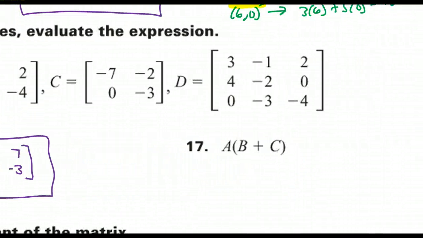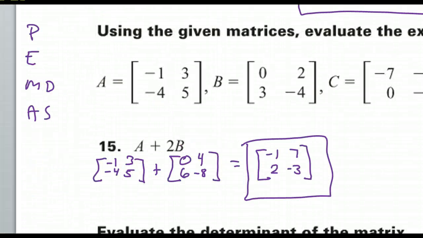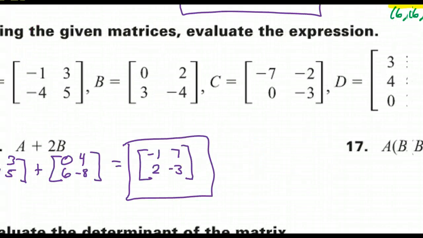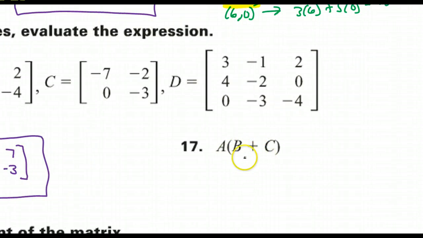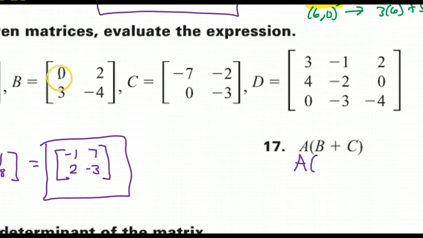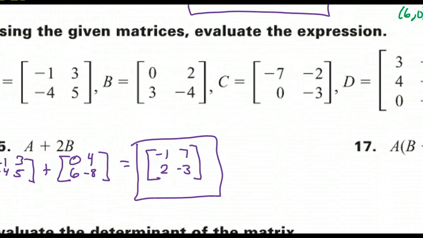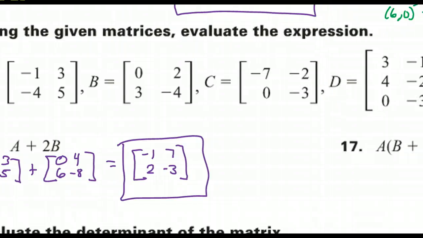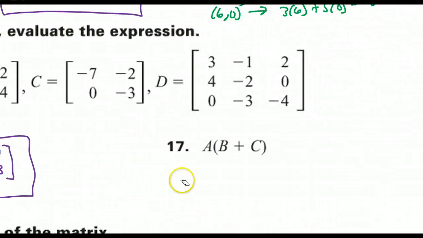Let's see, what else I got over here? Number 17. The first thing in the order of operation is parentheses. That means if there's something inside of the parentheses that you can do, you should do that first. So we're going to do matrix A later, but first we need to figure out what B plus C is. Okay, so B plus C, I'm just going to go ahead and add these right now. Alright, in fact, maybe I'll just go ahead and write down matrix A for that matter. So we've got -1, 3, -4, 5.